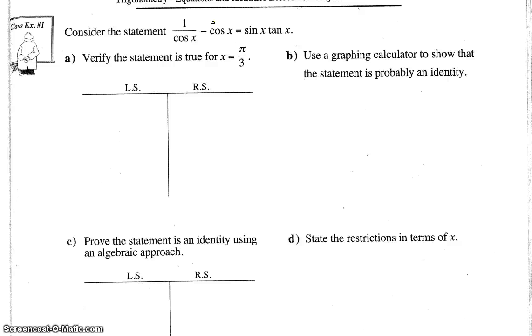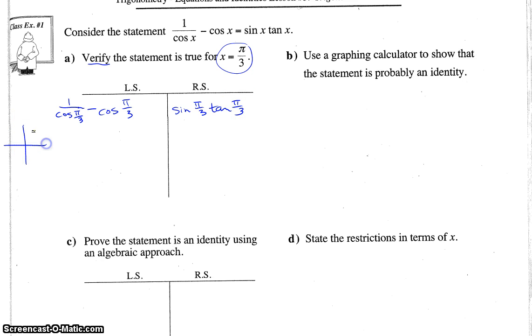In this first example, we're doing several things because there are different parts. First, we're going to verify, which simply means to sub this value in for x to see if the left-hand side equals the right-hand side. That doesn't really show that the identity is actually true. It just shows it's true for that particular value of x. So on the left-hand side, we'll have 1 over cos pi over 3, minus cos pi over 3. On the right-hand side we have sine pi over 3 and tan pi over 3.